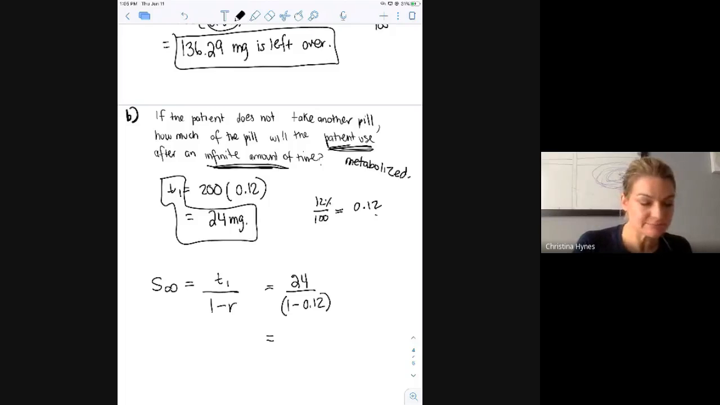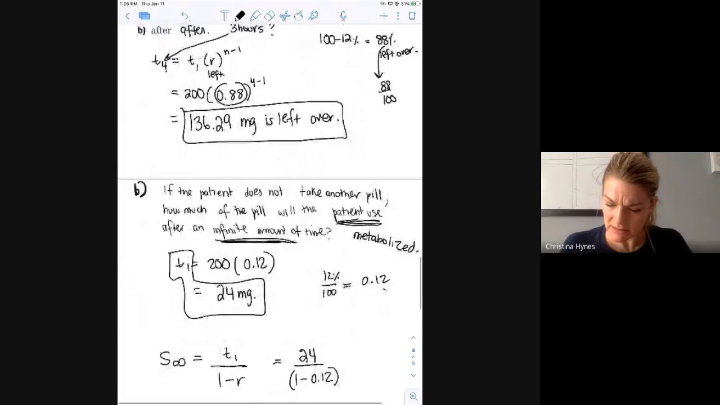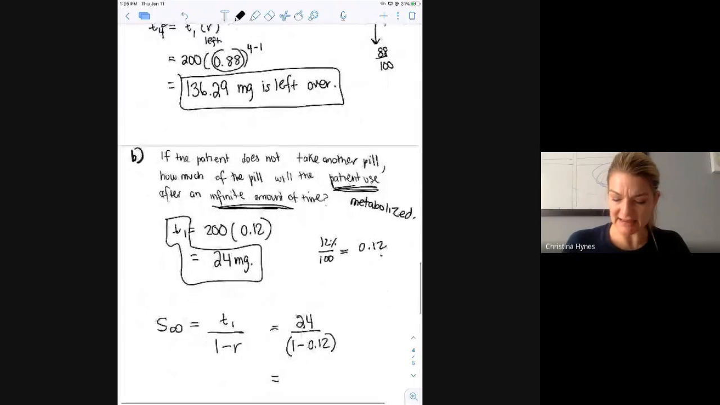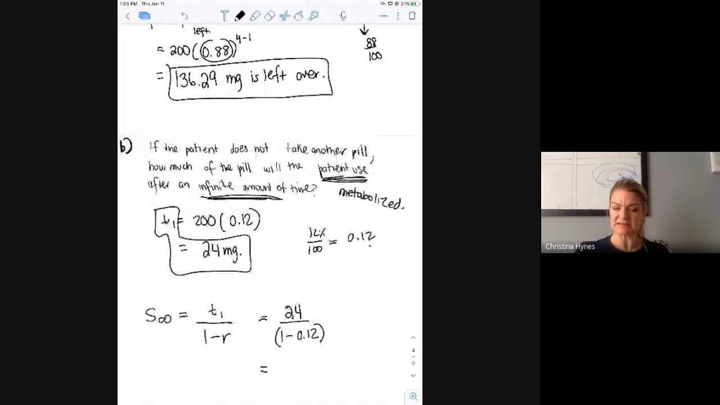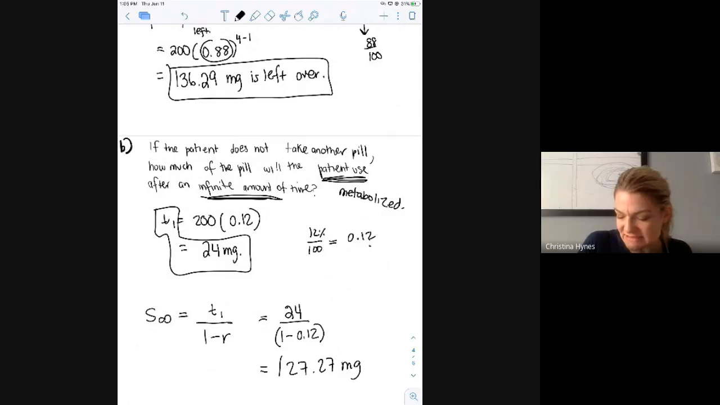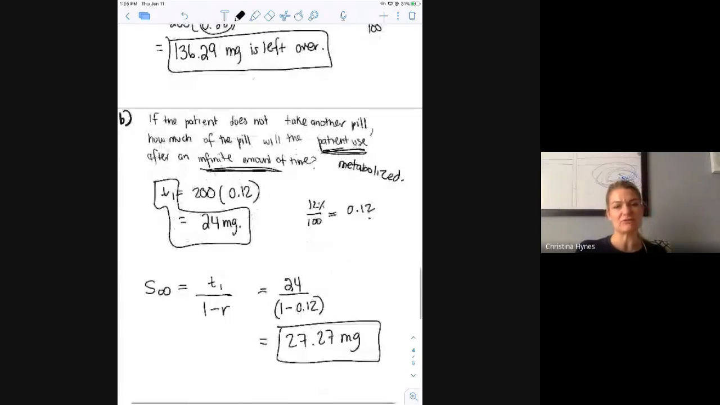So if you put this into your calculator, why am I getting a weird number? Oh, nope, I'm good. How much will the patient use? How much will they metabolize? Yeah. So what they're saying is it's going to be 27. It's just a weird number. I'm looking at it because it's a weird number, but this is why. It's a made up question here, so it's not really making like perfect sense.